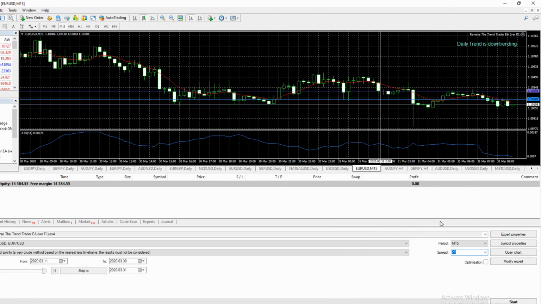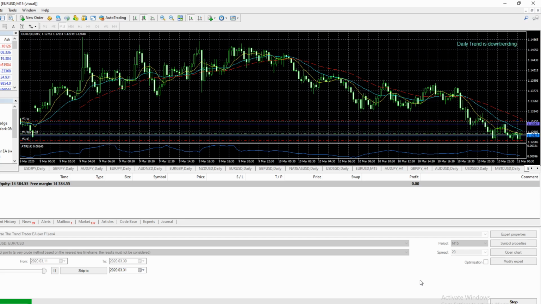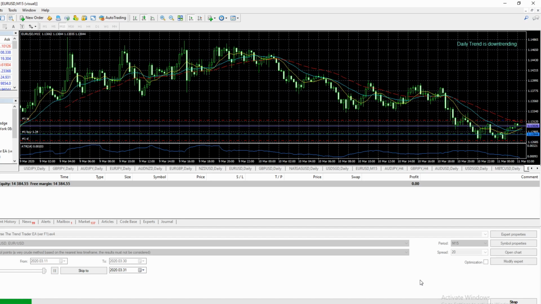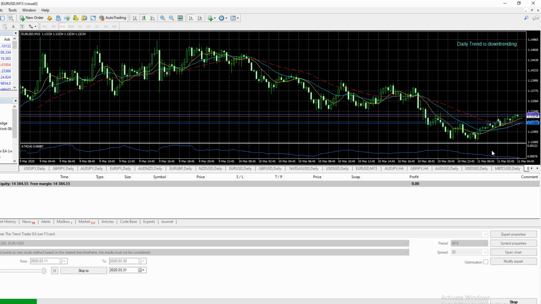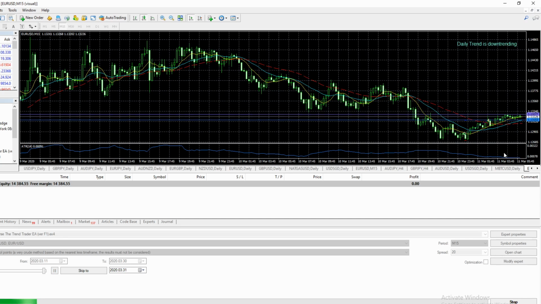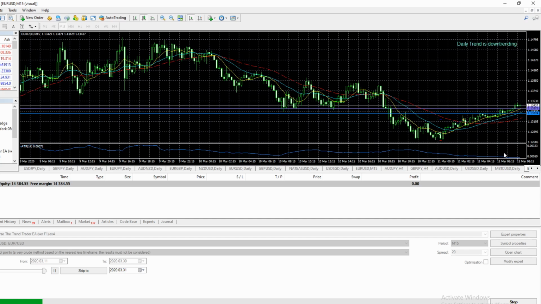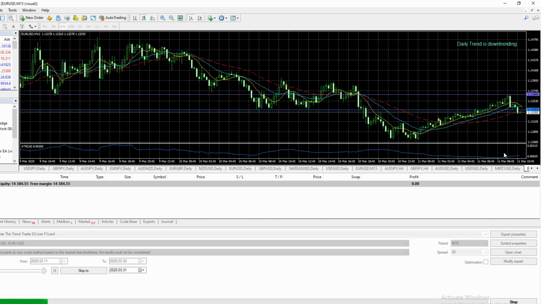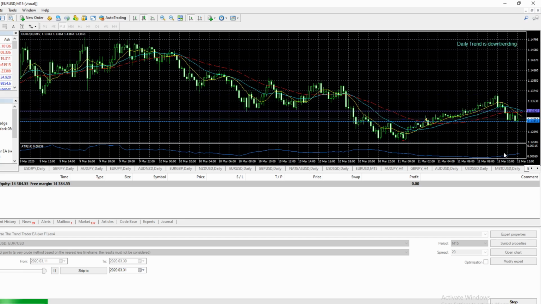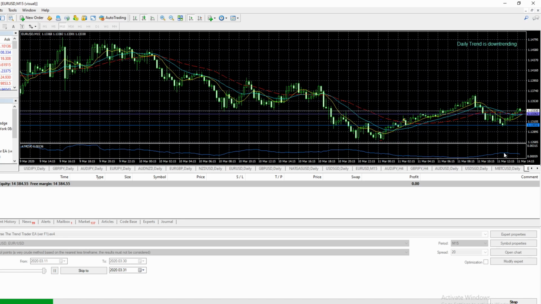Okay, so let's run a backtest. This is the strategy tester inbuilt in MetaTrader 4. If you have an expert advisor or an indicator that you'd like to run based on past data, you can just press Ctrl+R on MetaTrader 4. It's a shortcut to launch the strategy tester. Then you can test indicators and expert advisors.